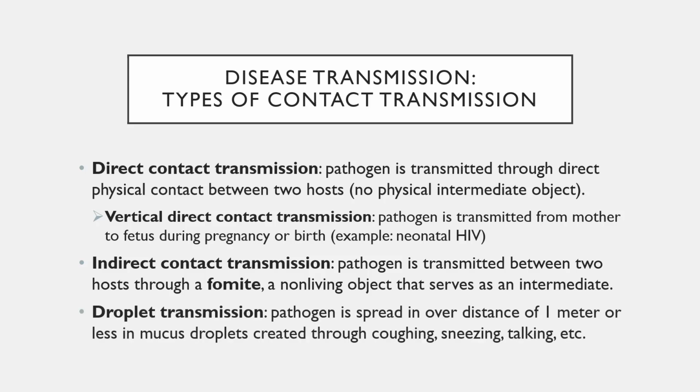Droplet transmission is considered a type of contact transmission as well, and droplet transmission is where a pathogen is spread over a short distance, which has to be less than 1 meter. This is what distinguishes it from airborne transmission. Droplet transmission is where mucus droplets that are created through coughing, sneezing, talking, etc. are passed from person to person over a distance of less than 1 meter.